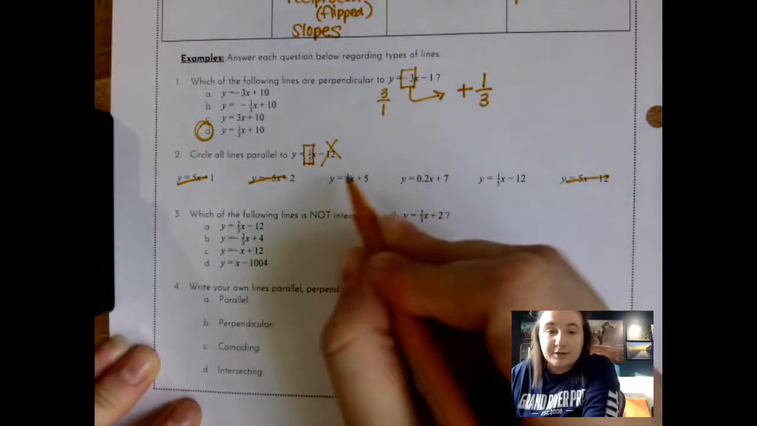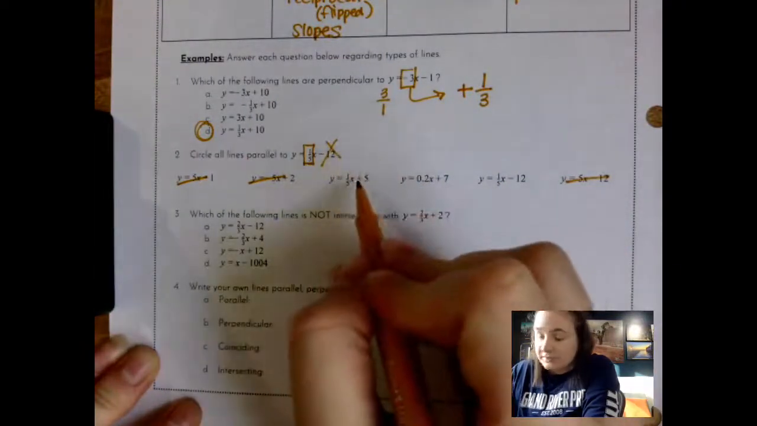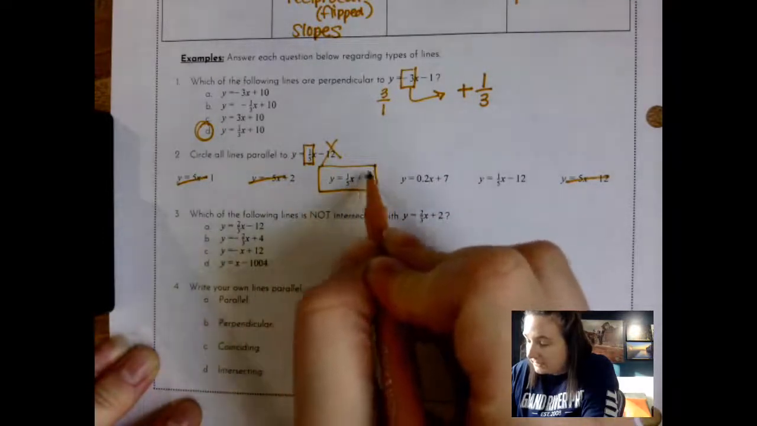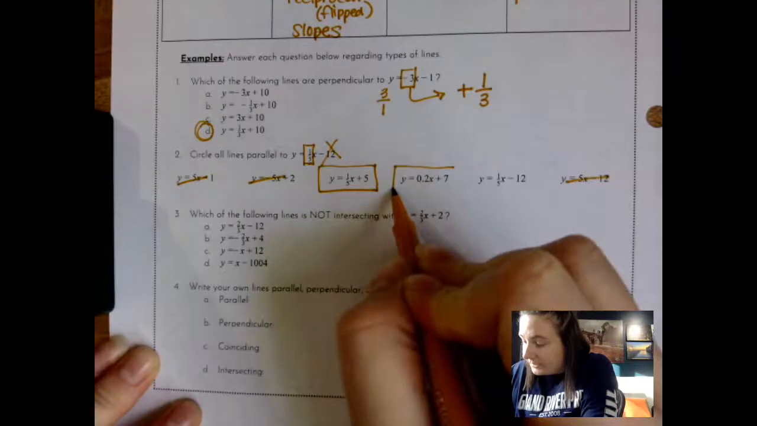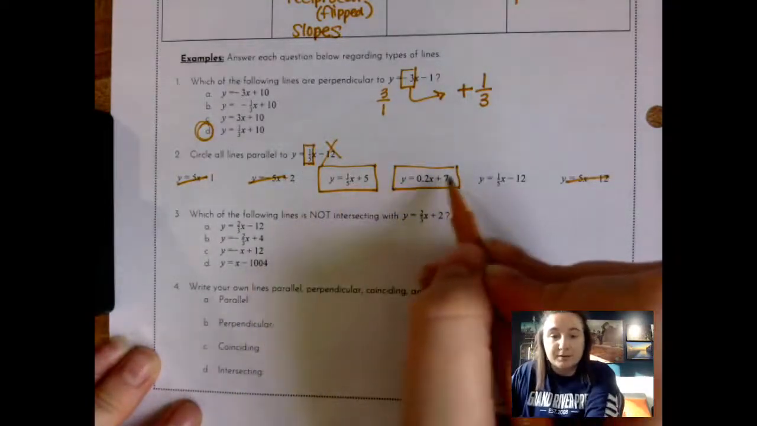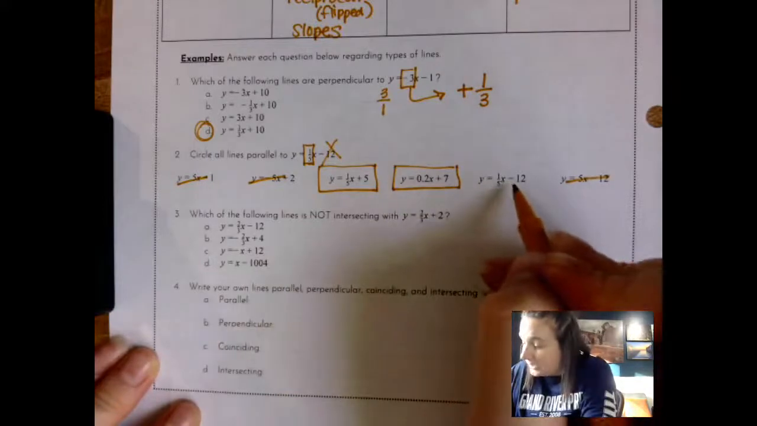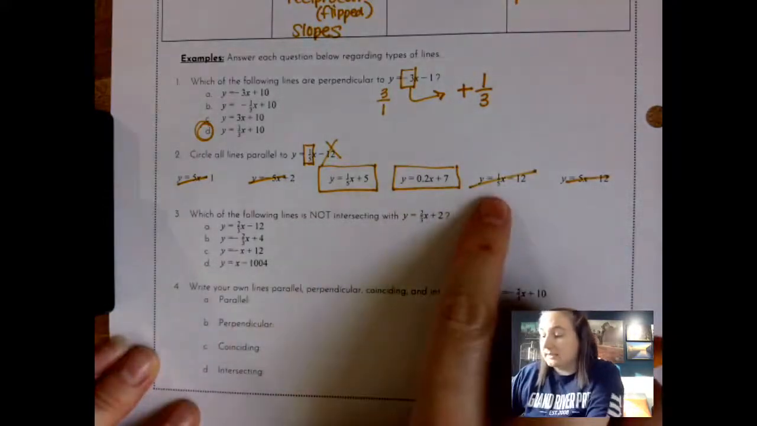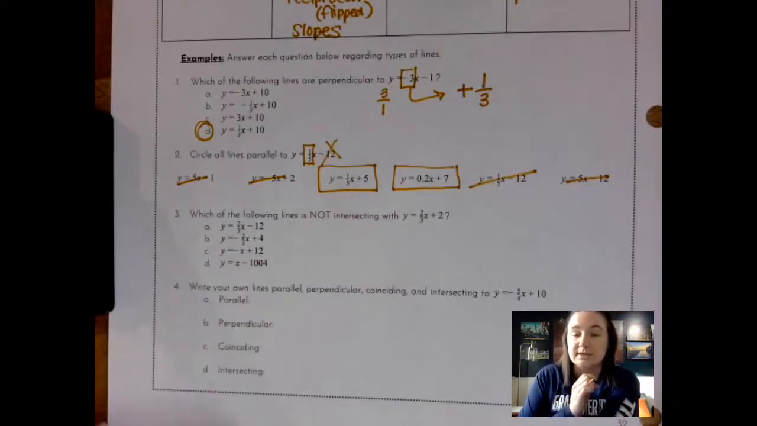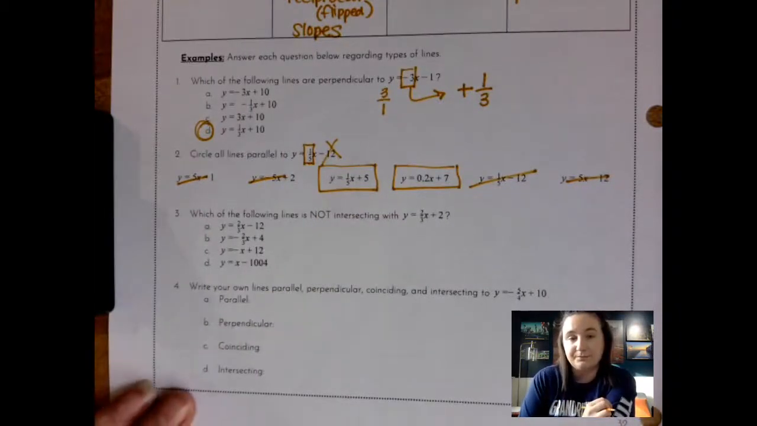And then I want to make sure that it does not have -12. So this one is good. 1/5 matches, does not have -12. This one's good. 0.2 is the same as 1/5, but this is not -12. This one is not, because this is the exact same equation, and the exact same equation is coinciding, not parallel.